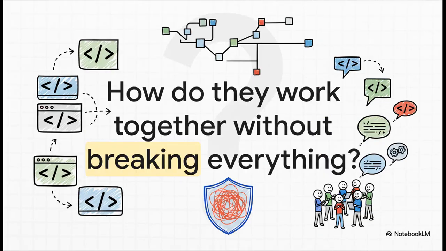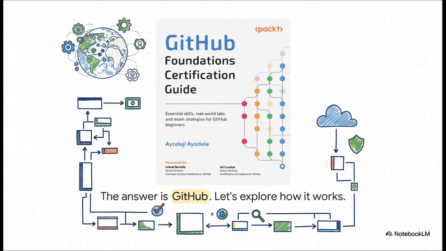Which leads to a pretty big question, right? How on earth do you get hundreds of people editing the same code at the same time without it all just collapsing into total chaos? It sounds impossible. Well, the answer to that giant coordination puzzle is GitHub. It's the platform that completely changed the game for how developers collaborate. So let's peel back the curtain and see how it pulls it off.